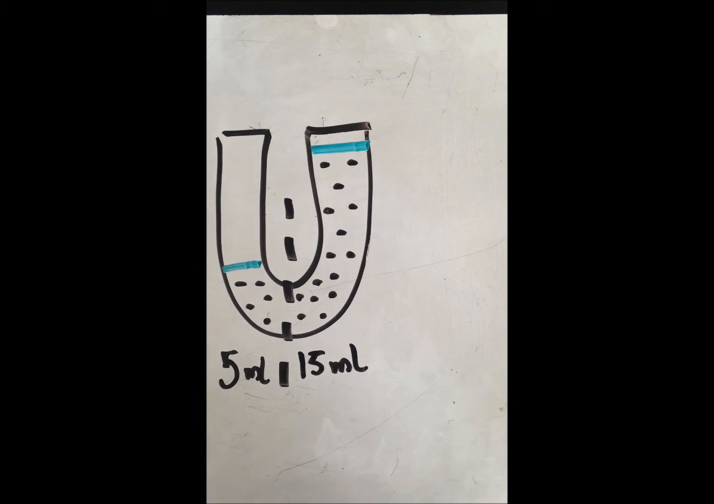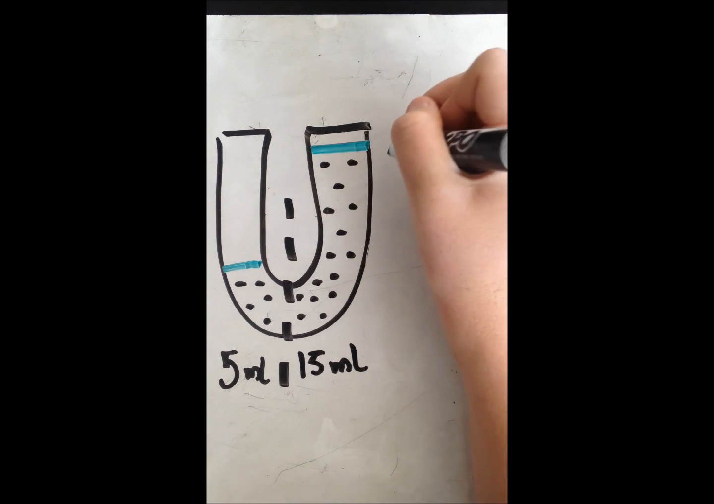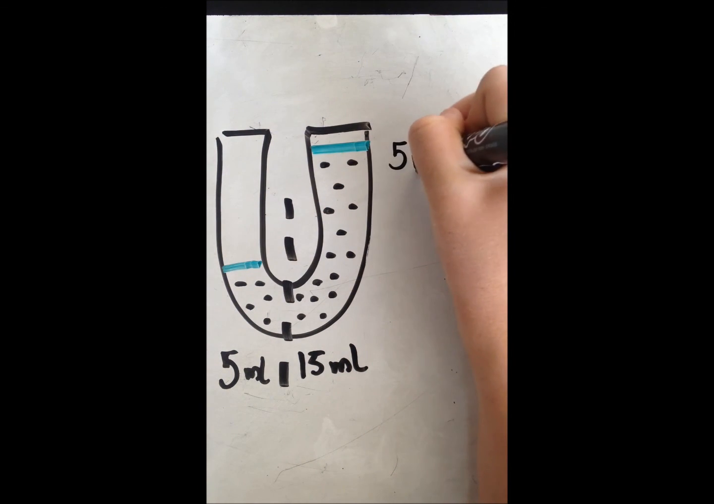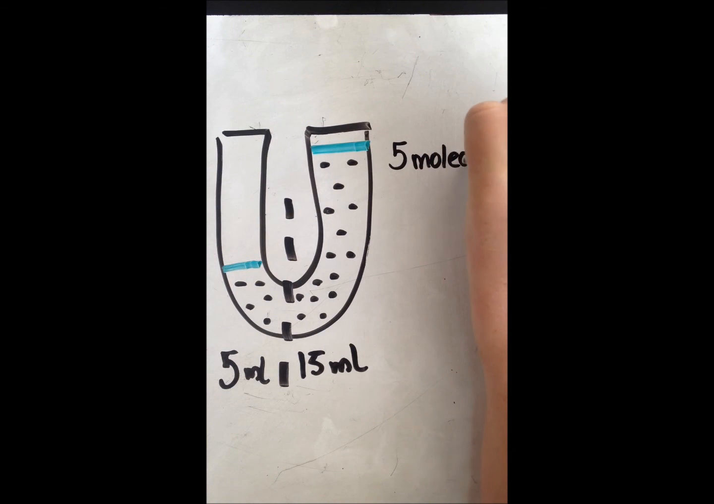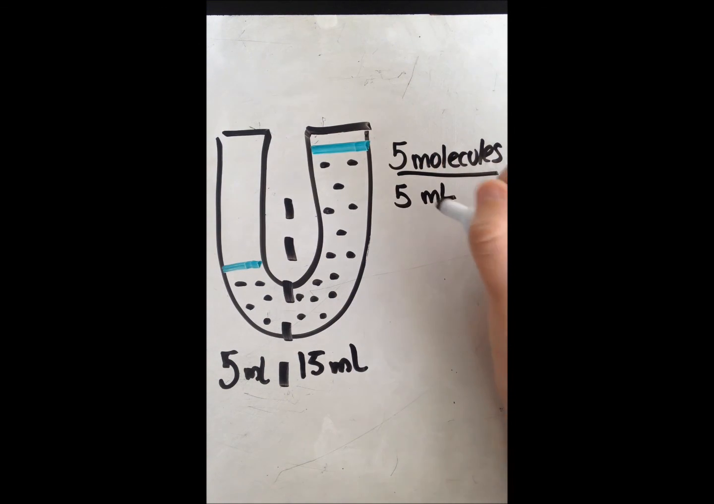So to check osmosis, you can do some math. On the left side, you have 5 molecules and 5 milliliters of water, which is 5 over 5, or 1.